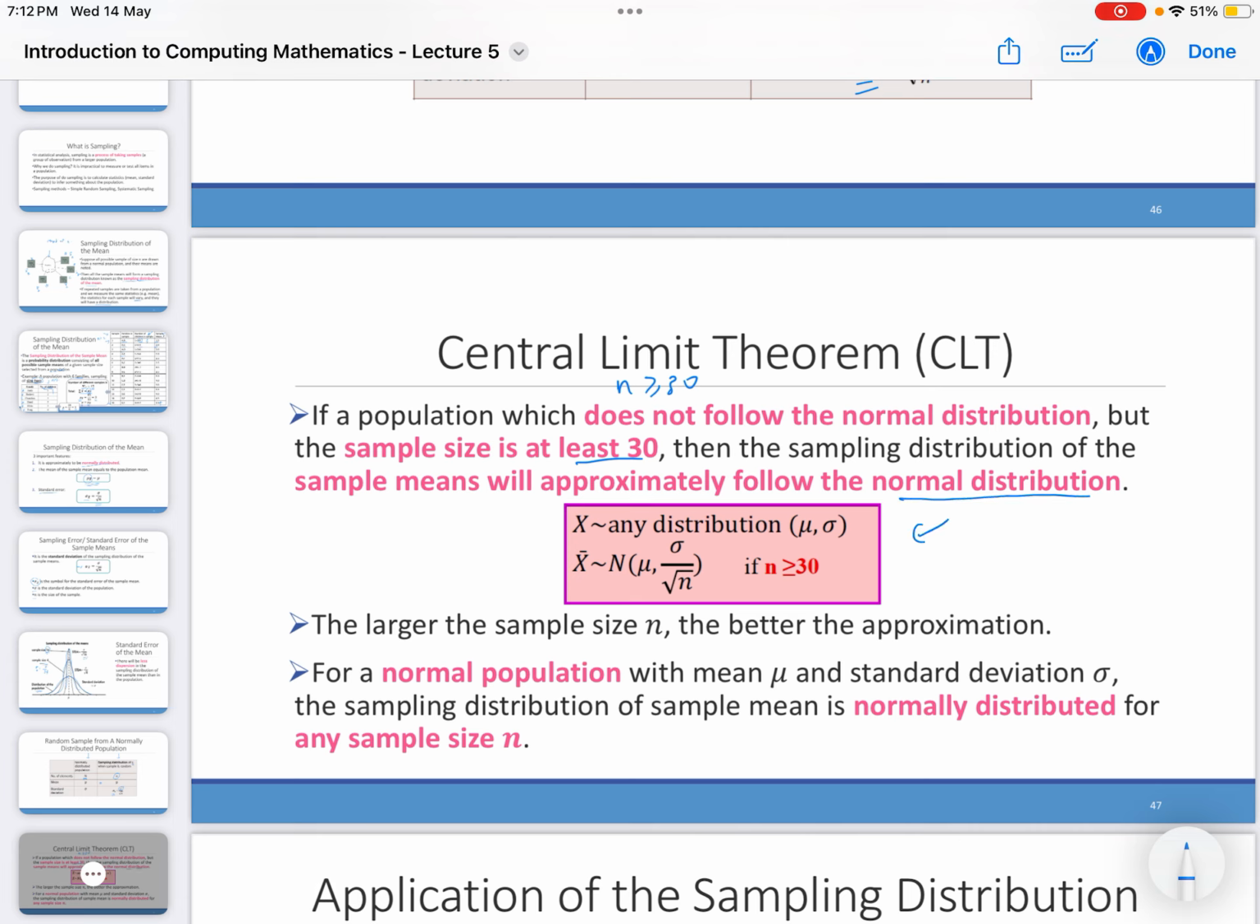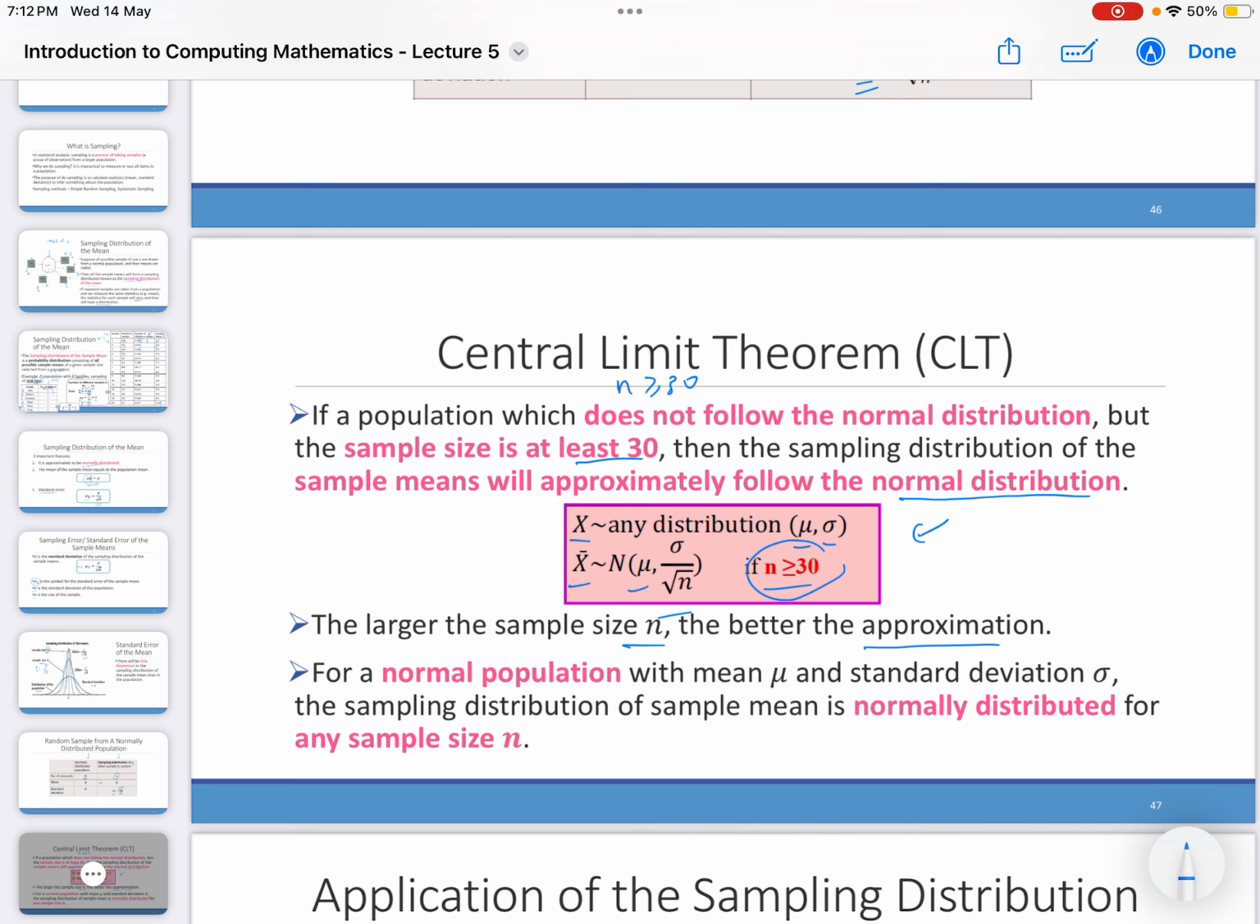So basically this is the summary of the sentence. So X can be any distribution with mean mu and standard deviation sigma. Okay, and then x bar, the sample mean, will be normally distributed with mean mu and standard deviation sigma over square root n if n is greater than or equal to 30. So there is this condition here. So the larger the sample size n, the better the approximation, the better it converges to the normal distribution.